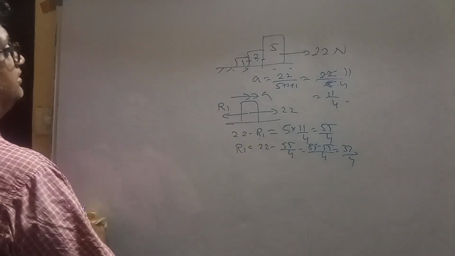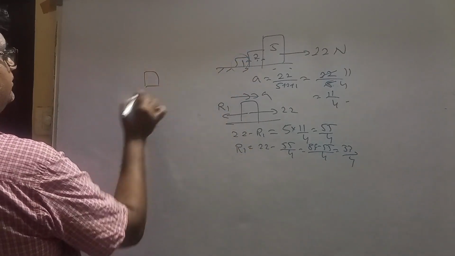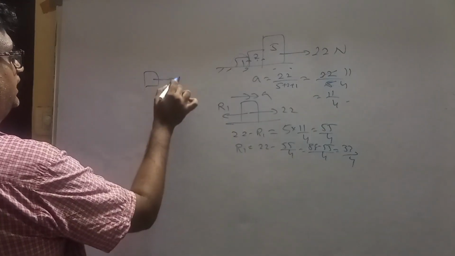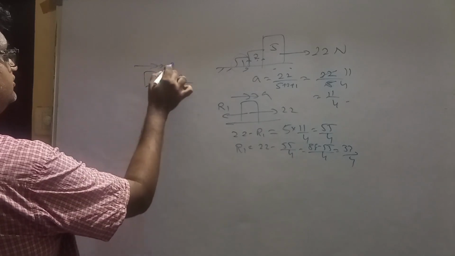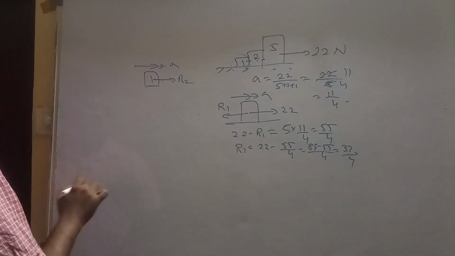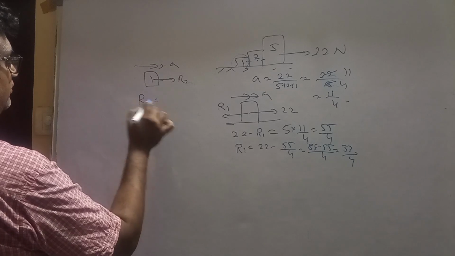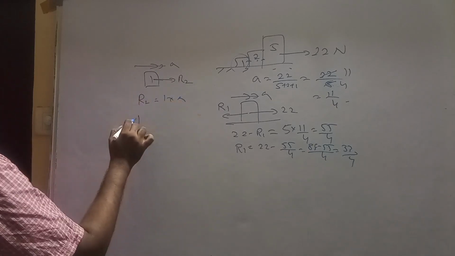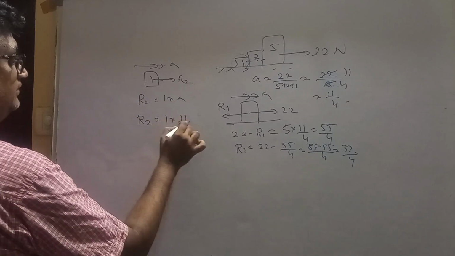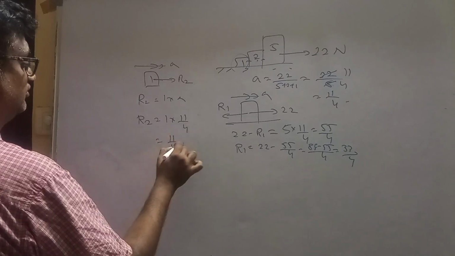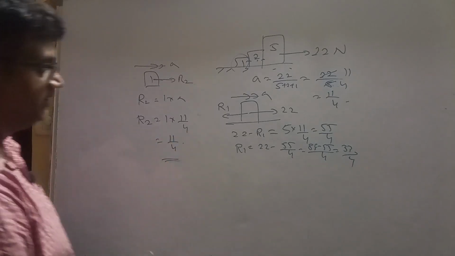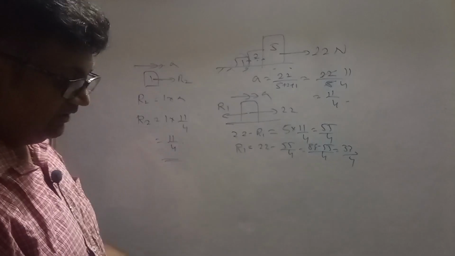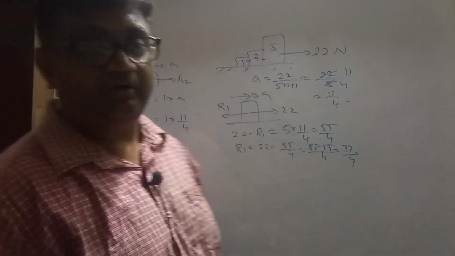So suppose I am taking this block 1. So on block 1 only R2 will be acting. Acceleration is in this direction and it is 1 kg. So R2 will be directly equal to 1 into acceleration. So R2 will be equal to 1 into 11 by 4, which was your earlier answer also. Alright. So like this, contact force problems also can be tackled.